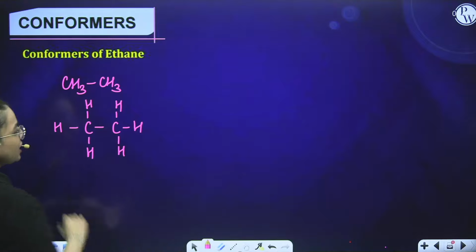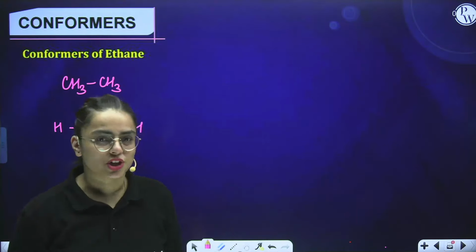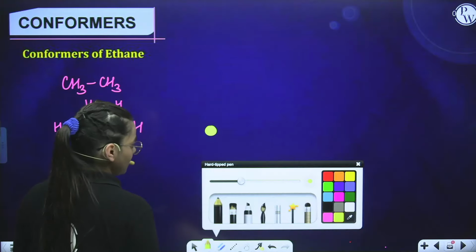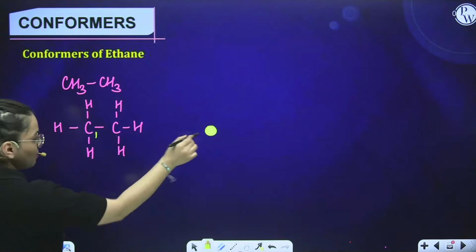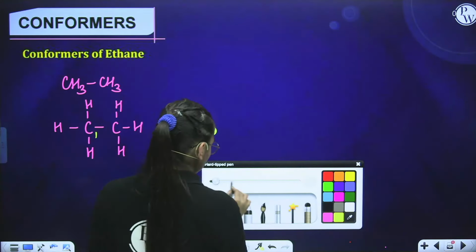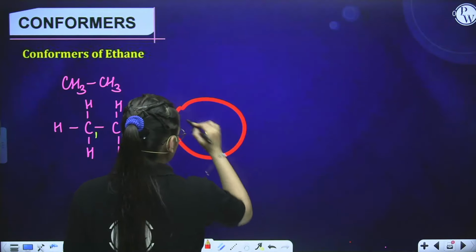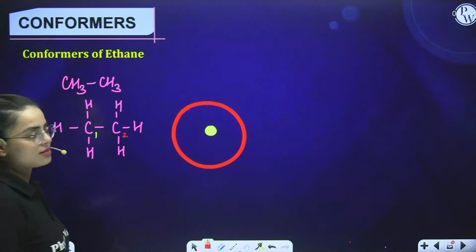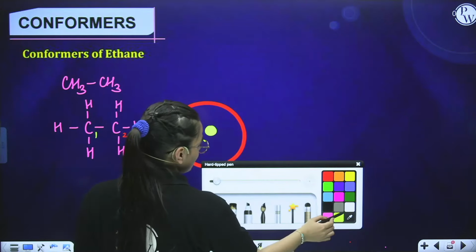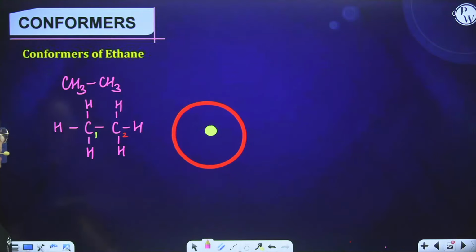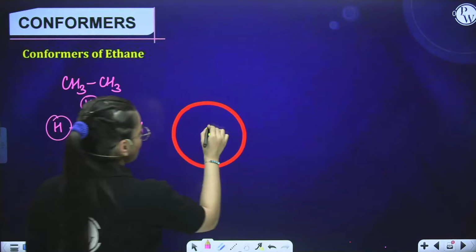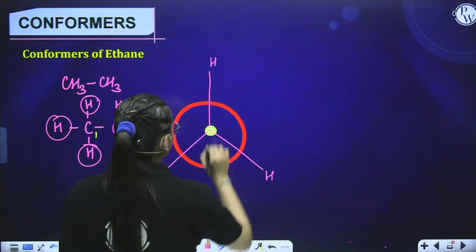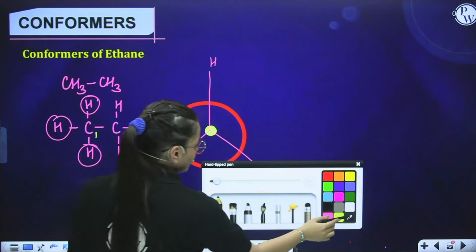Clear? Now students, I'm going to represent them in the form of Newman projection formula. Kindly observe very carefully. First of all, I'm going to represent my first carbon atom as a dot. This is my first carbon atom. And the second carbon atom, I am representing it as a circle. Now, the next thing which I need to do is to mention all the hydrogen atoms. As you can see, it has 3 hydrogen atoms over it. So, 1 hydrogen atom, 2 hydrogen atom, 3 hydrogen atom. Clear? Now, the next part is, the second carbon also has 3 hydrogens with it.